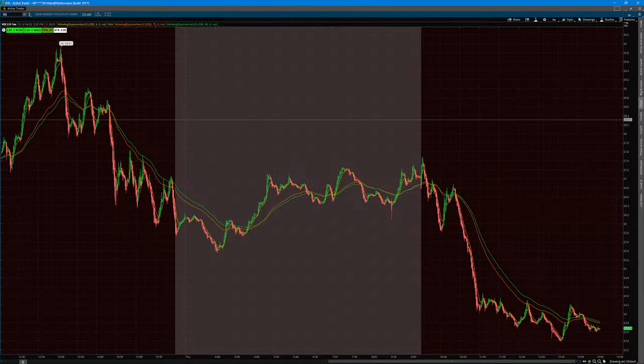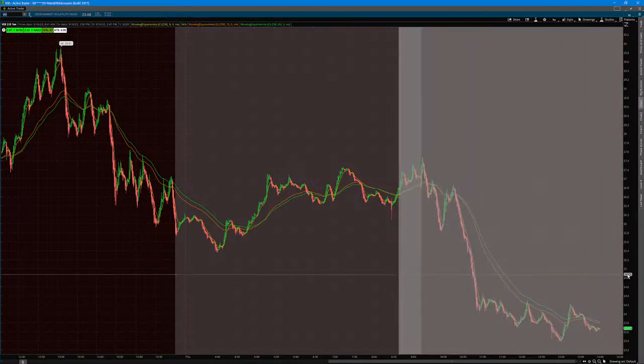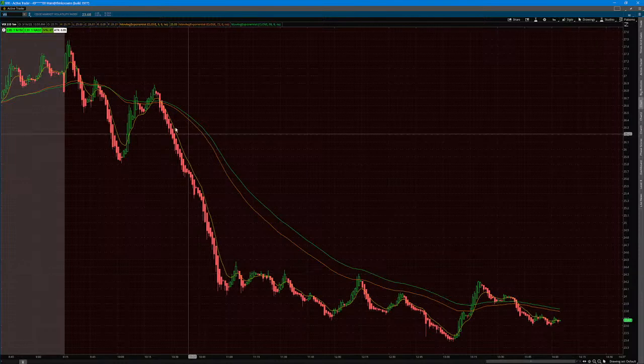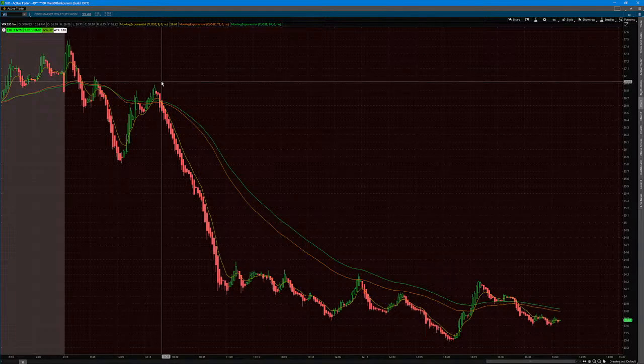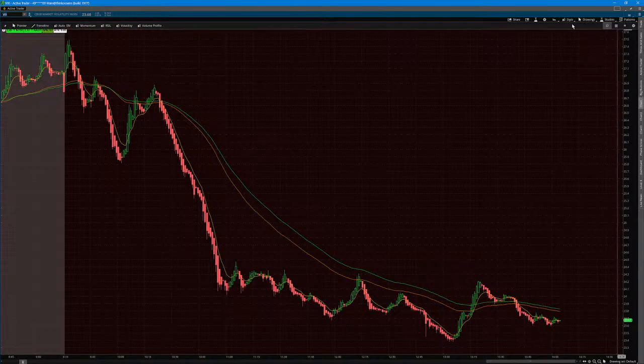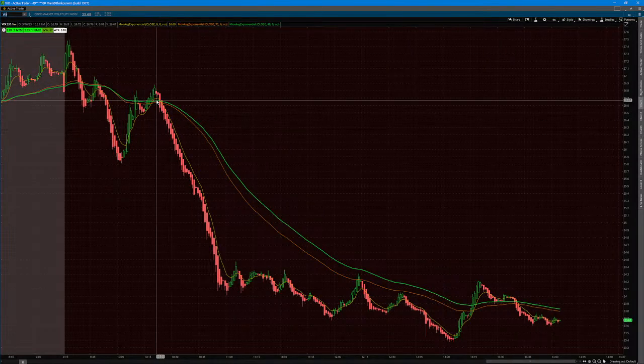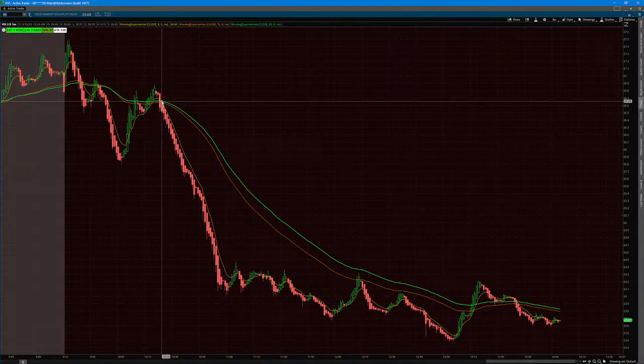So let's zoom in on today. So there's the reversal in VIX. This is around 10:20, about the same time that ES, SPX, SPY starts to turn higher. So that's an additional clue.